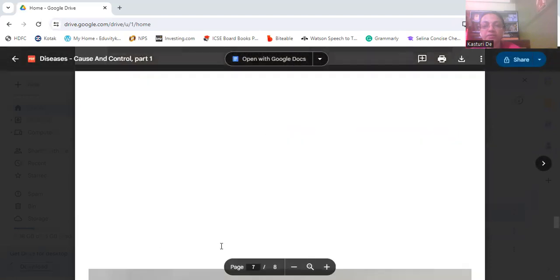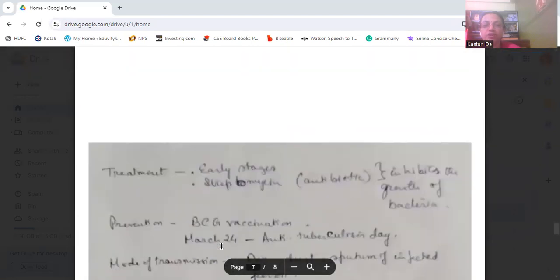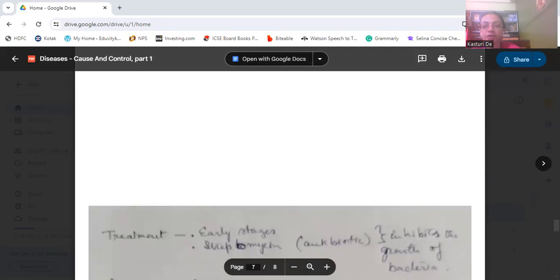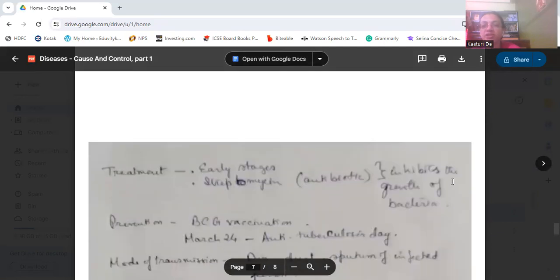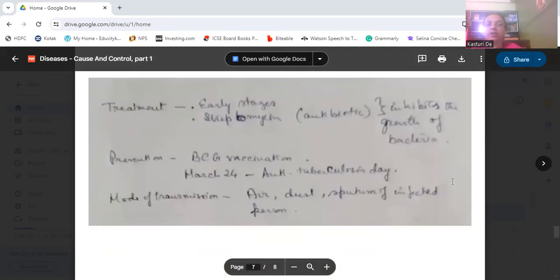Next is the treatment, how it is treated. In the early stages, they are given the antibiotic streptomycin, which inhibits the growth of the bacteria. The prevention is BCG vaccination, and we celebrate March 24th as anti-tuberculosis day.